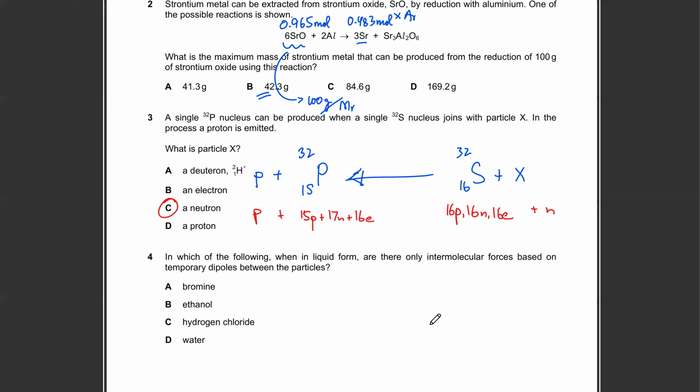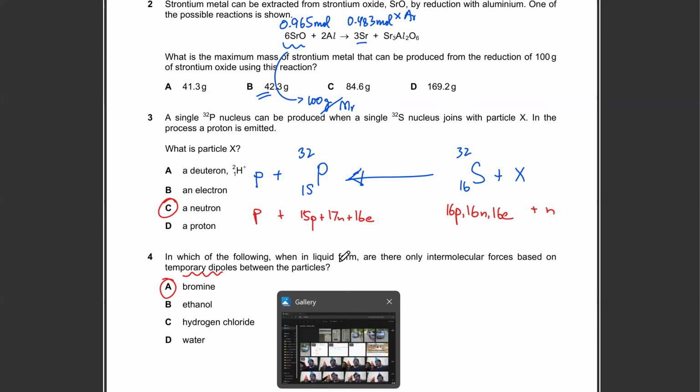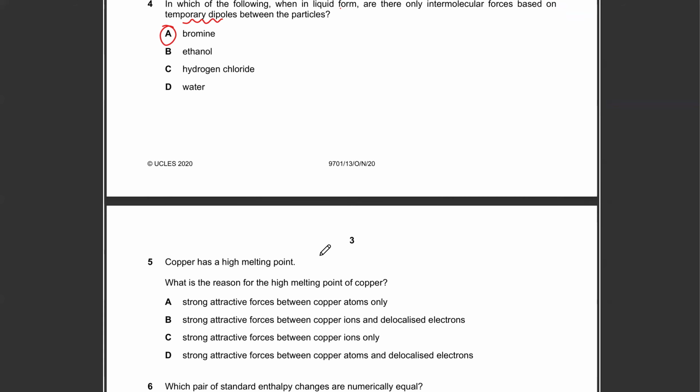As the next one, in which of the following, when in liquid form, are there only intermolecular forces based on temporary dipoles between the particles? So which one only has temporary dipoles? Hydrogen chloride. Which one? C. No, it's A. No, temporary dipoles. So bromine. Yeah, that's instantaneous dipole induced dipoles. That's van der Waals force. So that's A.